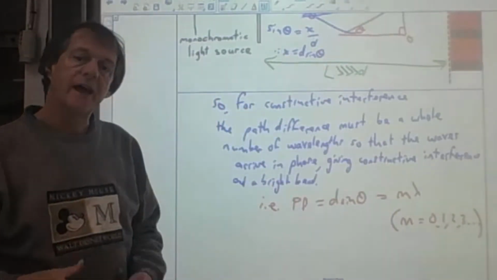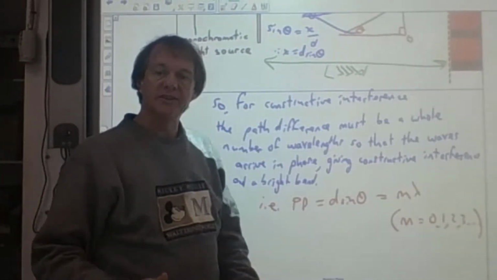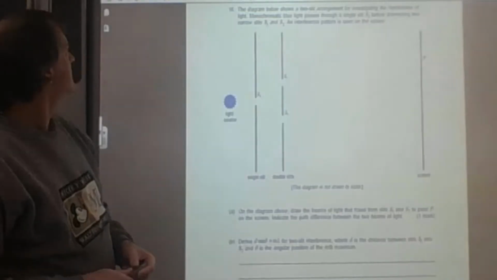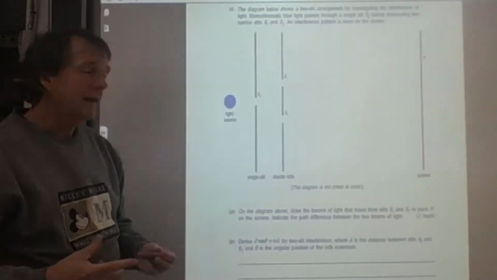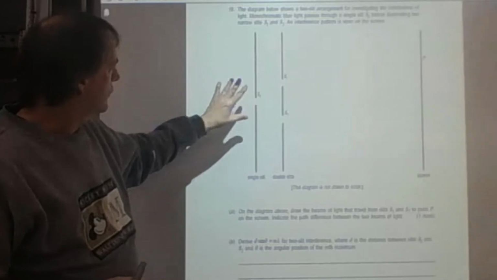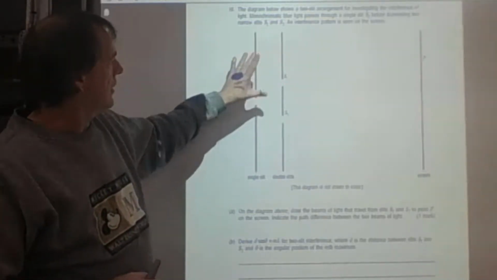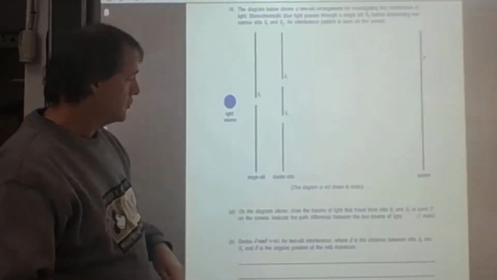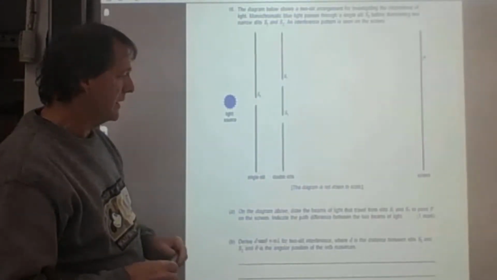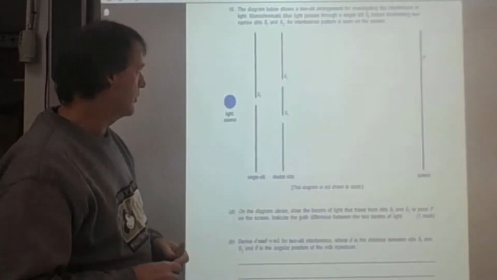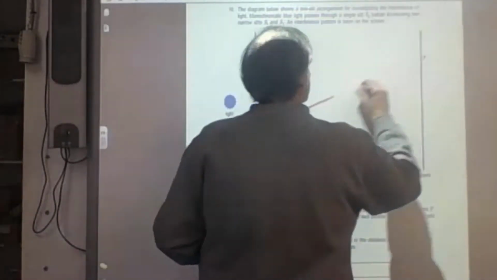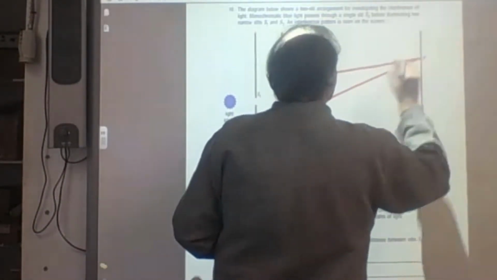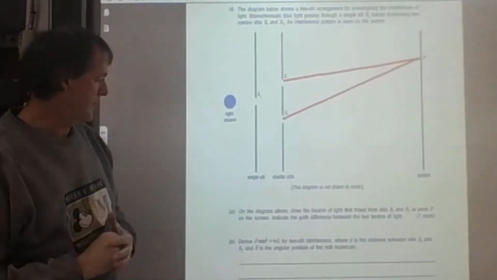So if we look at an example of this then, how much do you have to do on the exam paper? So here's an exam, this is the 2012 exam. If you look at this here, the light source, you've got your single slit to get coherent light at the double slits. Here's your screen a long way away. On the diagram above, draw the beams of light that travel from S1 and S2 to point P. So you're really just going to be doing straight lines there like that. So they're giving you a guide here to show what it's going to be about.